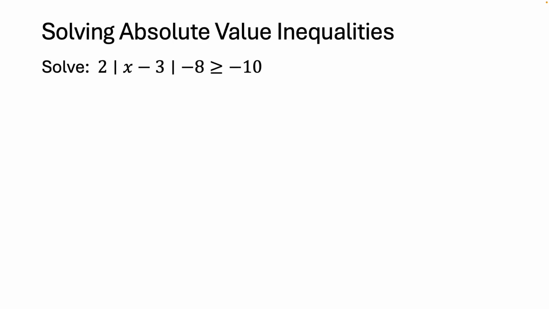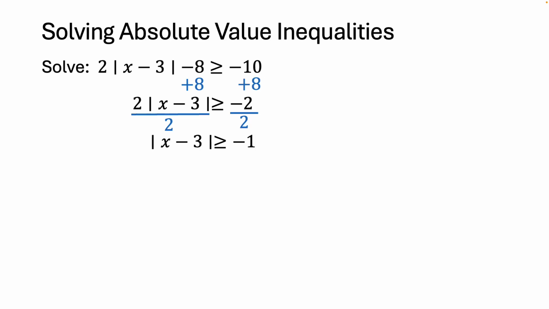For our final problem, let's solve 2 times the absolute value of the quantity x minus 3 minus 8 is greater than or equal to -10. Our first step is to isolate the absolute value, so we'll need to add 8 to both sides. This leaves us with 2 times the absolute value of the quantity x minus 3 is greater than or equal to -2. Dividing both sides by 2, we would end up with the absolute value of the quantity x minus 3 is greater than or equal to -1.